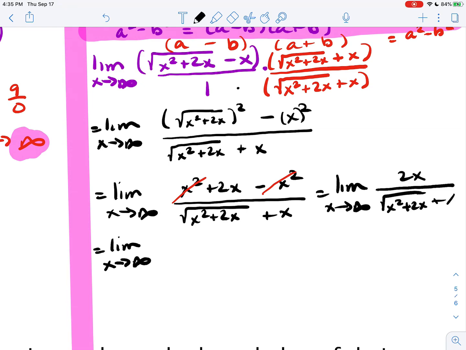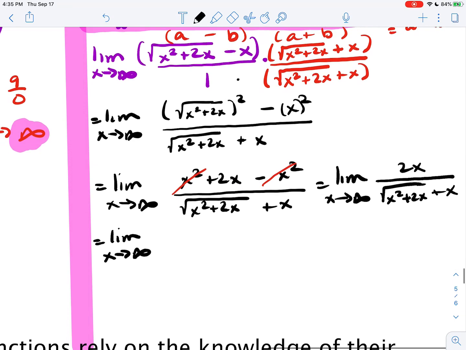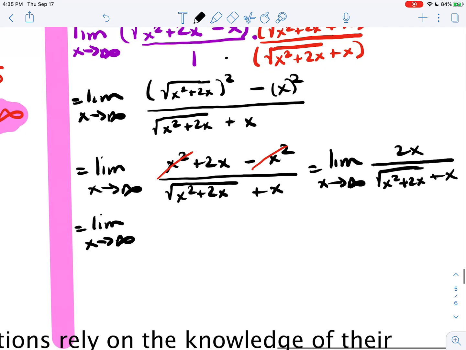Now, technically, the highest power in the entire expression is 1 because the square root of x squared is x. So if I'm going to factor out an x, because we're still taking a limit as x goes to infinity, and the strategy is to factor out the highest power of x. In doing that, I see that the highest power is x because the square root of x squared is still x.